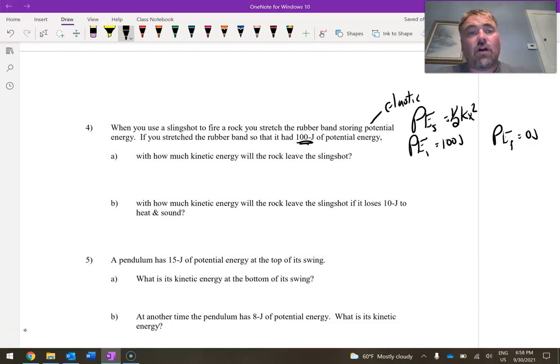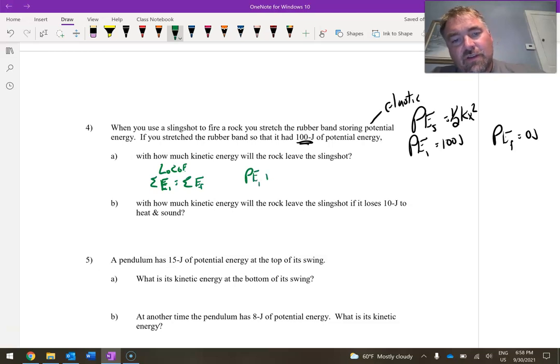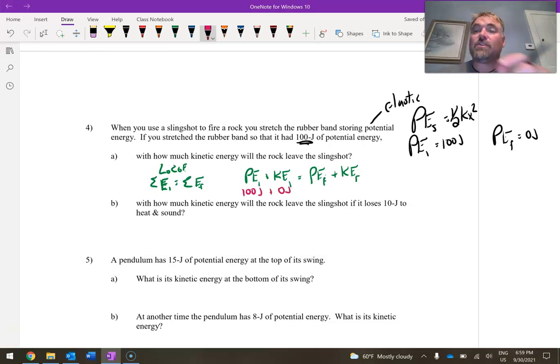So if we use the law of conservation of energy, so LOCE, sigma E initial has to equal sigma E final, and so the potential energy initial plus the kinetic energy initial equals potential energy final plus the kinetic energy final. And so I can say that I had initially, and I'll put this in a different color now, 100 joules of potential energy, and I had 0 joules of kinetic energy. And the reason for that is when I pull that back, that rock initially has no velocity, so it's not going to have any kinetic energy either.